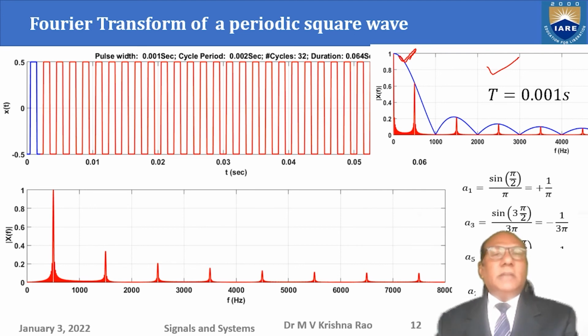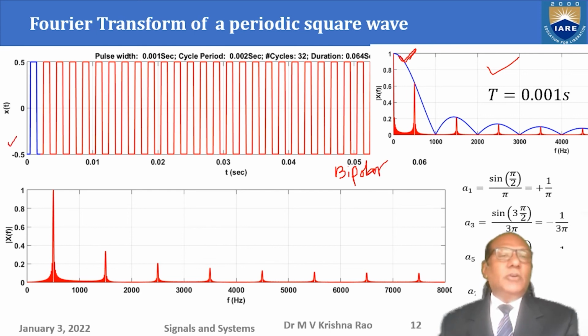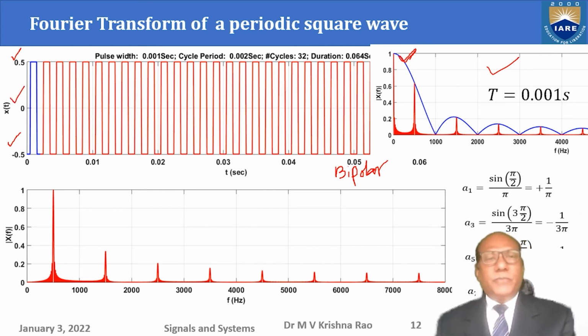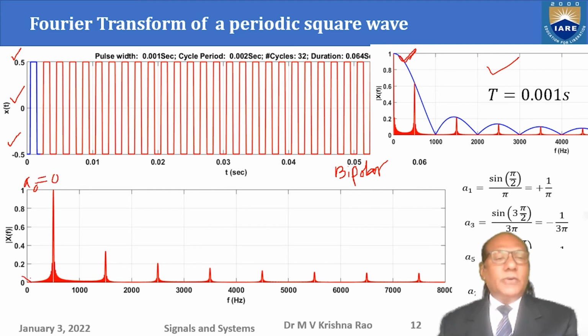Now when I take the bipolar waveform, this is nothing but a bipolar waveform. Why is it a bipolar waveform? Because it has both polarities, that is minus 0.5 plus 0.5. Mean value is 0 volts. Okay. So if there is no mean value here, A naught equals 0. So this is not appearing at all. Here there is no A naught, it is 0. But here A naught is greater than 0. That means something is there here.